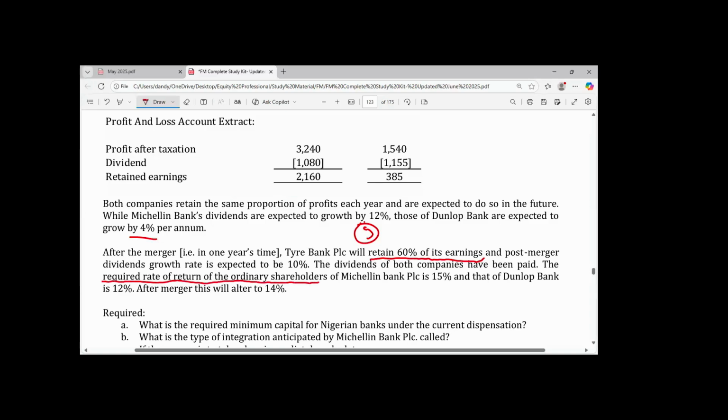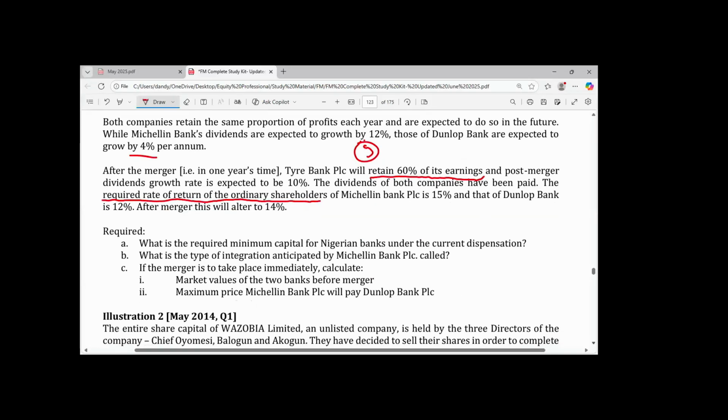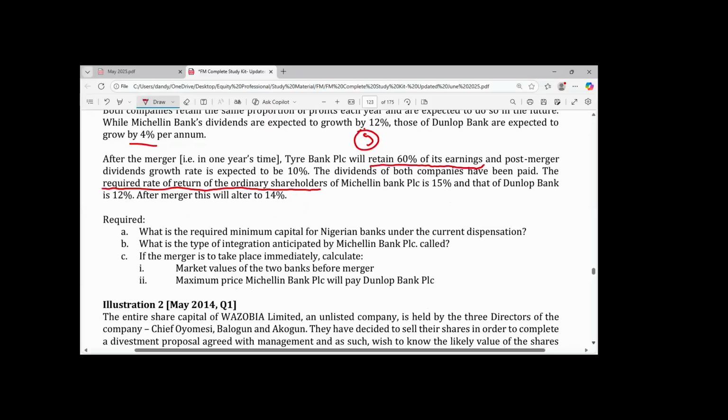Required. What is the required minimum capital for Nigerian banks under the current dispensation? What is the type of integration anticipated by Michelin Bank plc called? If the merger is to take place immediately, calculate market values of the two banks before merger, maximum price Michelin Bank plc will pay Dunlop Bank plc. Yeah, thank you very much, Angela.